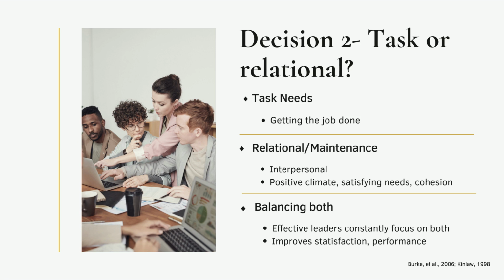Decision two is deciding whether the issue is task or relational. Task needs are those that are directly related to getting the job done. So, is there an issue with decision making? Are we having problems with problem solving? Are we having some trouble adapting to changes? Are we not hitting our goals or targets? Or do we need to make plans to get the ball moving?